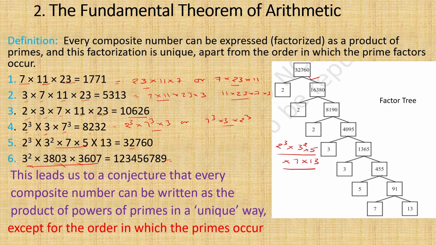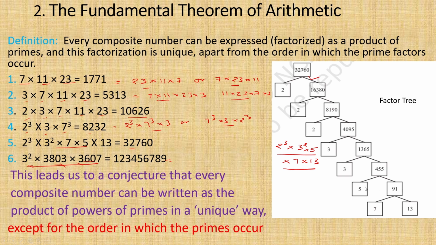Here what we got? 455. 455 is not divisible by 3. So we will check with the next number, 5. With the next number 5, it is divisible. So 5 I have written. Next 91. Here 91 is not divisible by 5. So I go for the next prime number, 7. So 7 into 13 is 91.